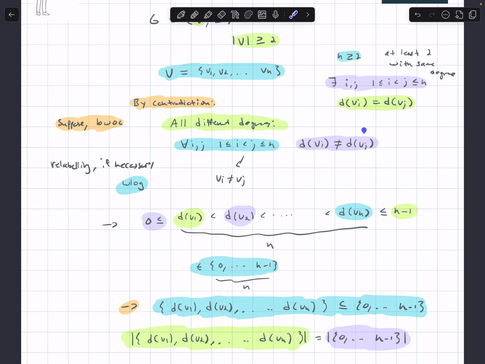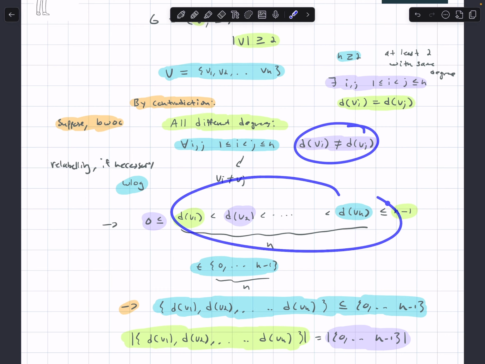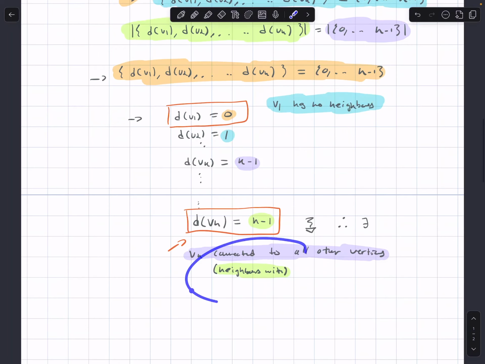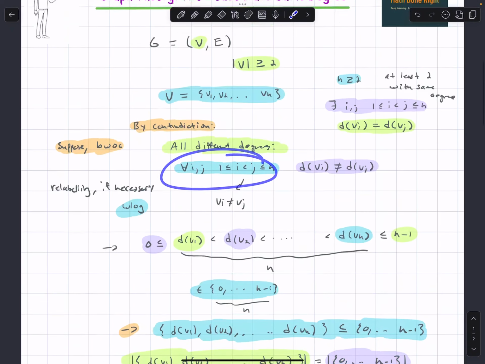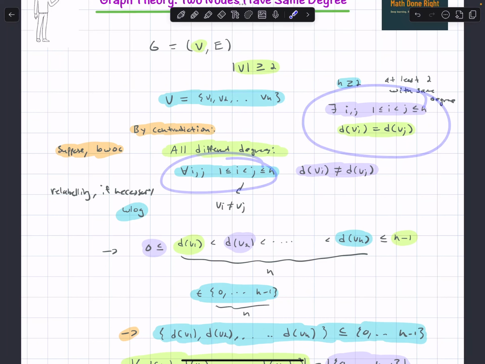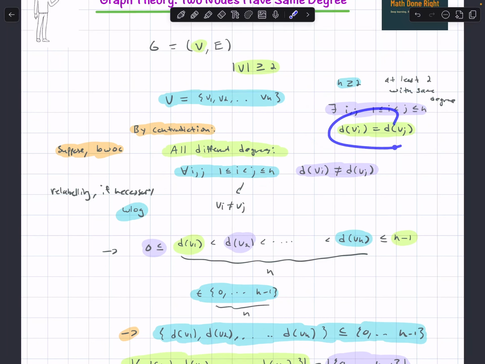And so assuming that they all had different degrees led us to a contradiction. And that means that that assumption must have been false. And therefore, its negation, that there exists at least one pair of vertices, vi and vj, that have the same degree, that must be true. And so that completes our proof.